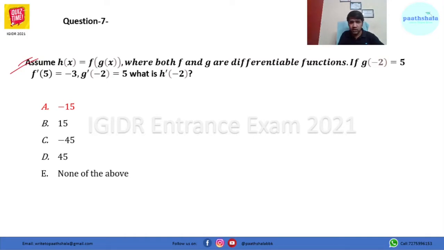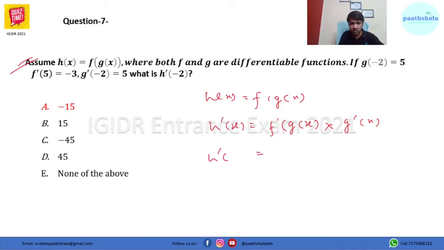Okay. Now we have h(x) function defined as f of g(x). Okay. So let's differentiate it. This will come out to be h'(x) and this will come out to be f'(g(x)). Okay. Now we'll again further differentiate. So this will come out to be g'(x). Now let's put the value h' which we have to find, that is h'(2). So here this will come out to be f' in a bracket g(2) multiplied by g'(2).